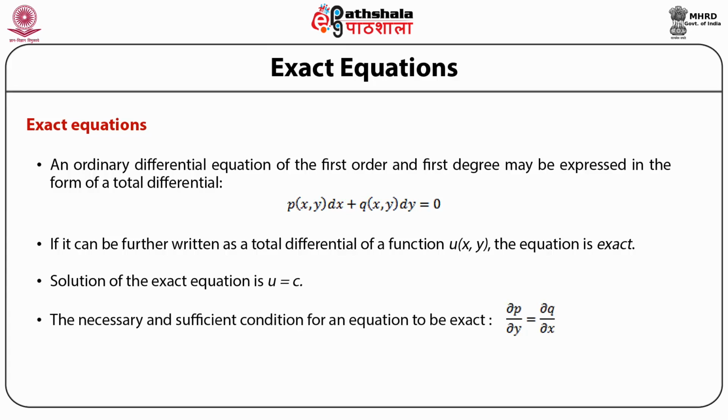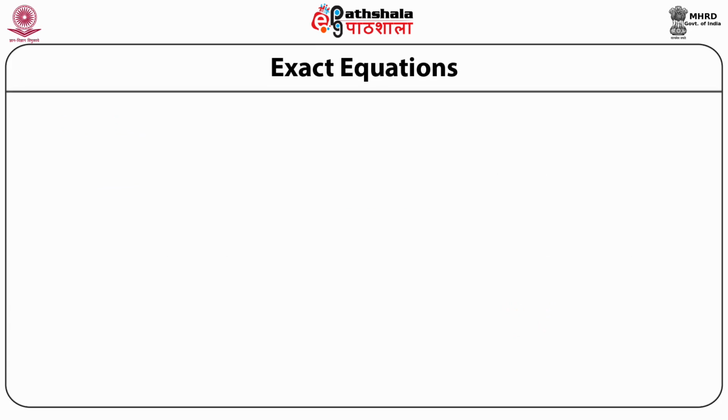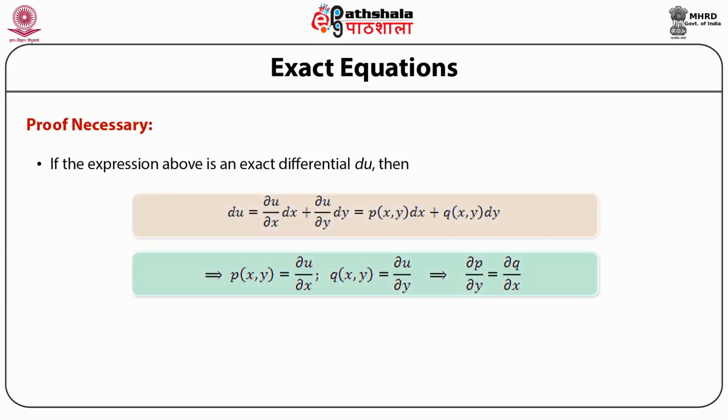The necessary and sufficient condition for an equation to be exact is that del P by del y is equal to del Q by del x. Now we prove this condition. If the expression above is an exact differential du, then du can be written as partial derivative of u with respect to x times dx plus partial derivative of u with respect to y times dy is equal to P of x, y dx plus Q of x, y dy.